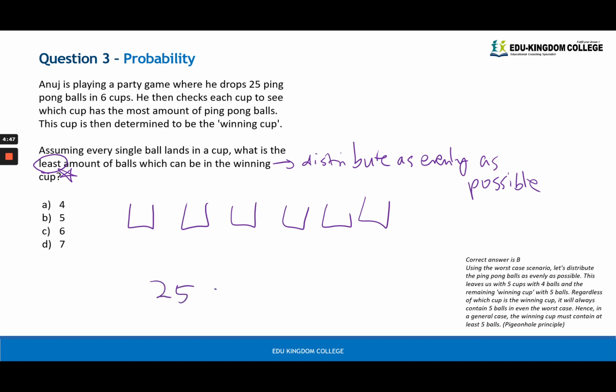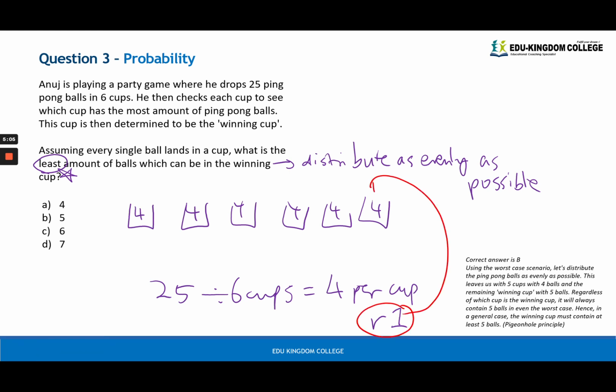25, there are 6 cups, so divided by 6 cups, which leaves 4 per cup. Remainder 1. Right? So it'll be 4, 4, 4, 4, 4, 4, and that becomes 24. We have one remainder, so that extra remainder will go into one of these cups, and it doesn't matter which one, but it's going to turn into a 5-balled cup. This will make that one the winning cup, and that would be the least amount of balls, so B is the answer.